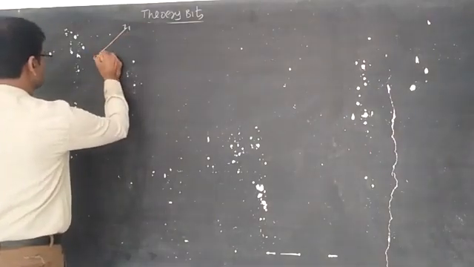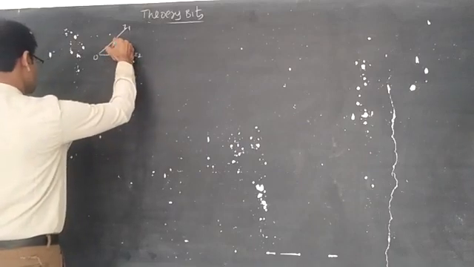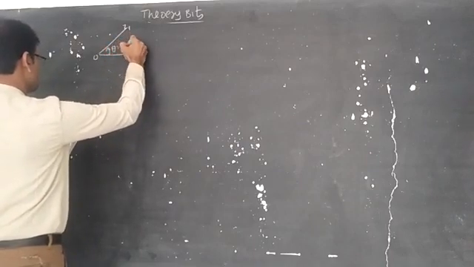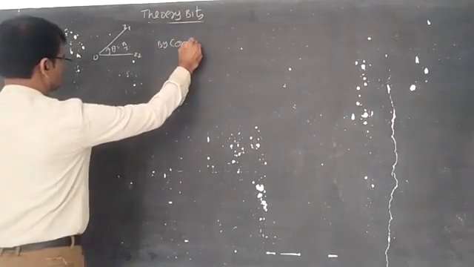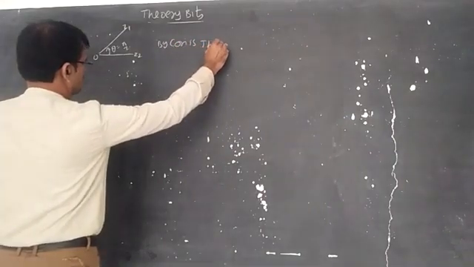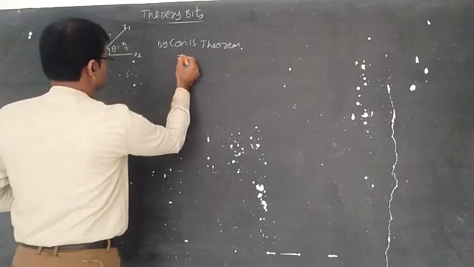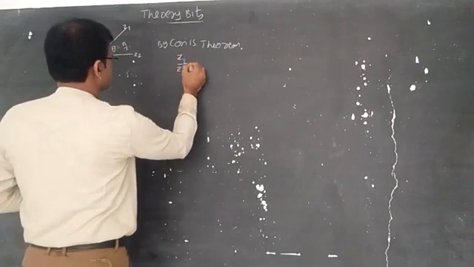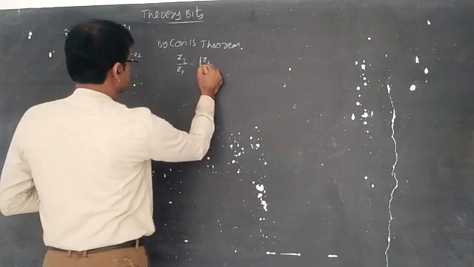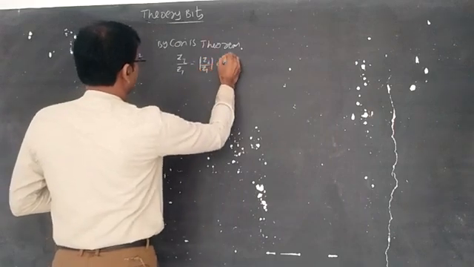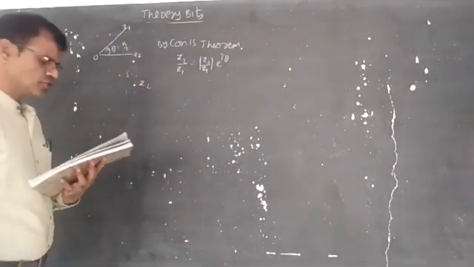Right here, this is O, this is Z2. In the counterclockwise direction, this is theta equal to pi by 2. You can write by Cotes's theorem: the modulus of Z2 by Z1 is equal to the modulus of Z2 by Z1 into e power i theta. So here Z2 is new.